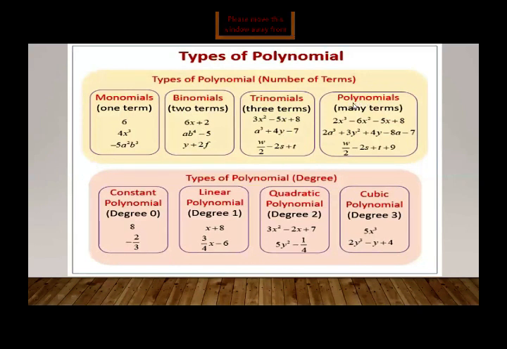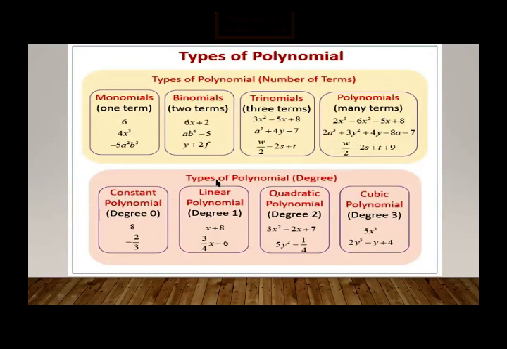Then the fourth is polynomial. Poly means many. So it means there are more than one term. They may be two, they may be three, they may be four, they may be five or six. So there are examples like 2x cube minus 6x square minus 5x plus 8. The second is 2a cube plus 3y square plus 4y minus 8a minus 7. The third is w upon 2 minus 2s plus t plus 9.